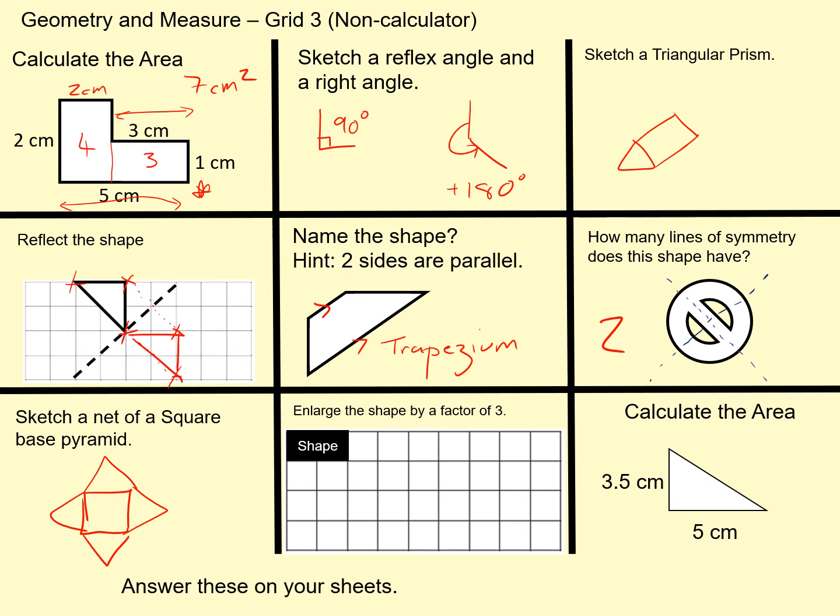Next up, enlarge the shape by a factor of 3. So remember, that means we're making the shape 3 times the size. So currently it's 2 squares wide by 1 square high. So we need it 3 times as big. So we want 3 squares high. We want 6 squares across.